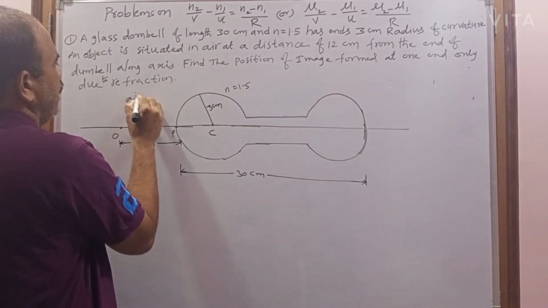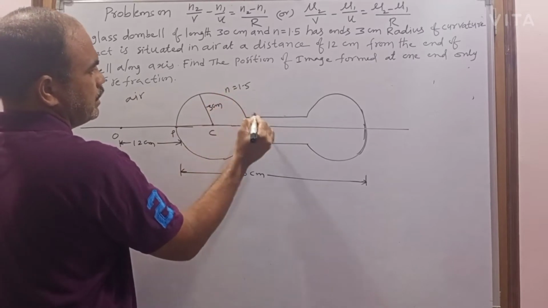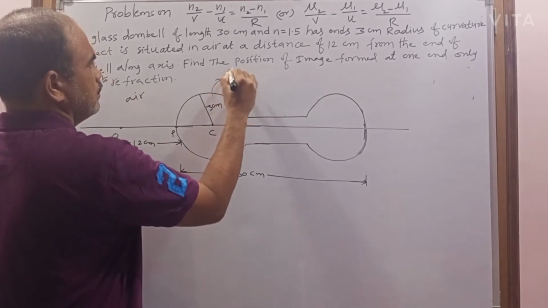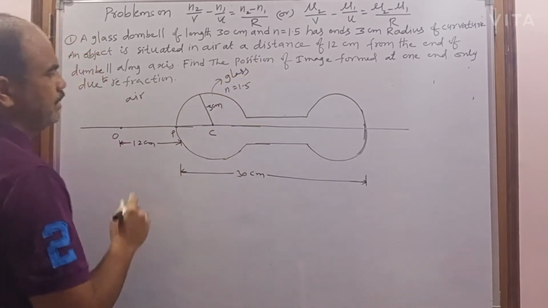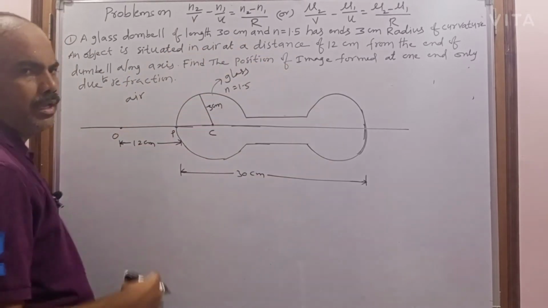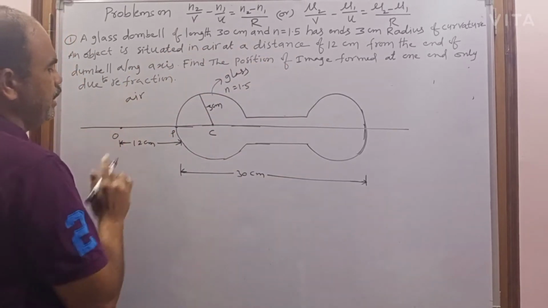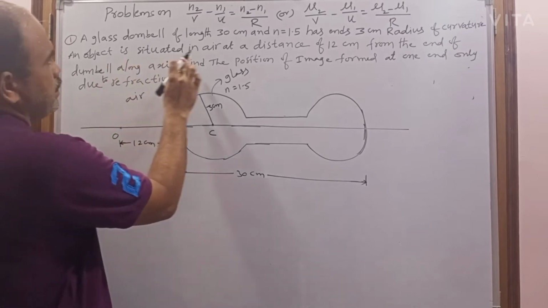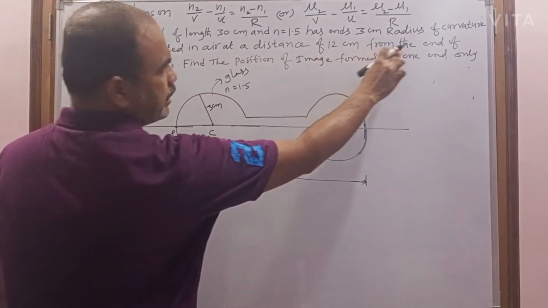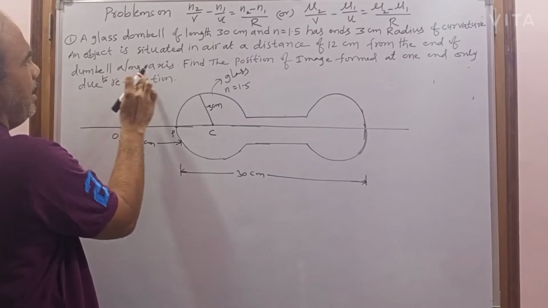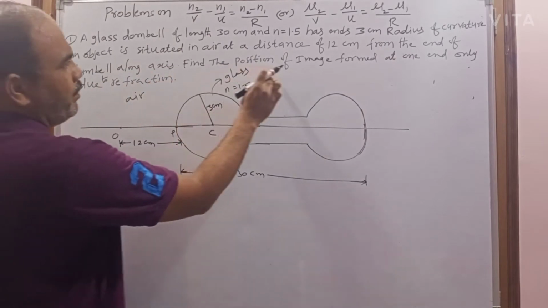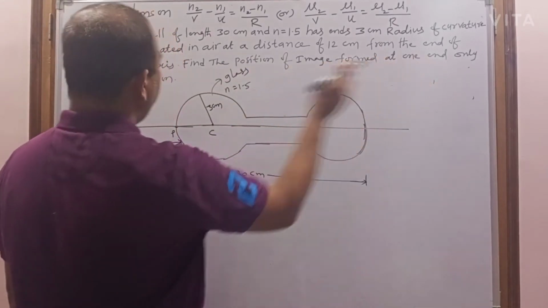An object is situated in air. So this is the air and this is the glass. The dumbbell is made of glass and the dumbbell is placed in the air. Where is the object placed? Now this is the object, situated in air at a distance of 12 cm from the end of the dumbbell along the axis. Find the position of the image formed at one end only.